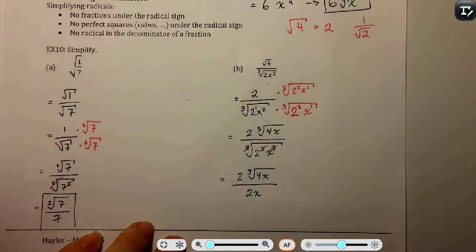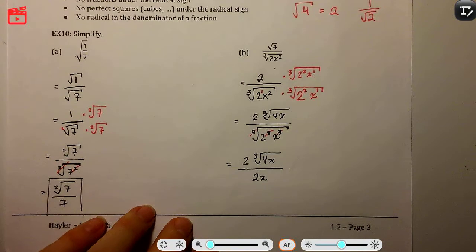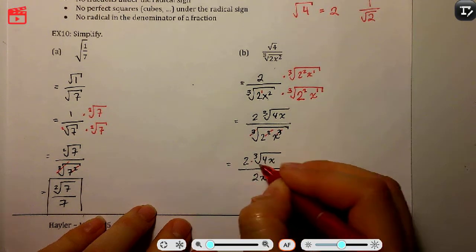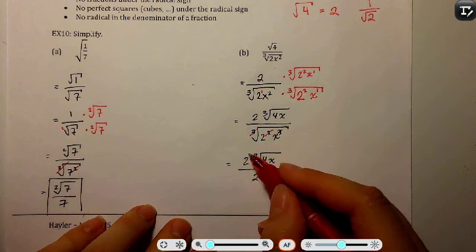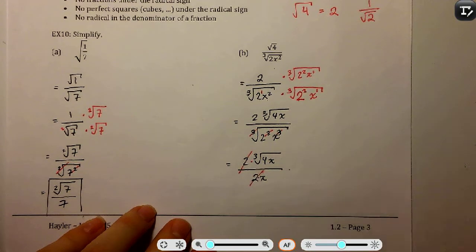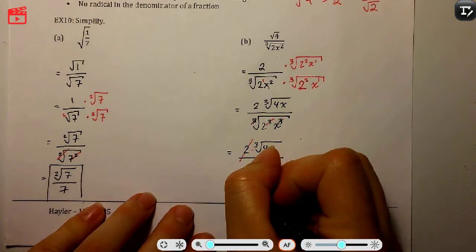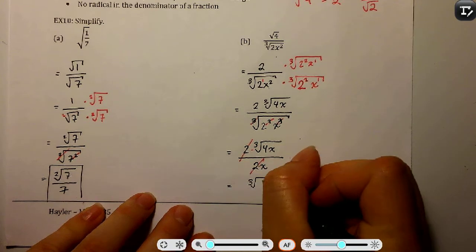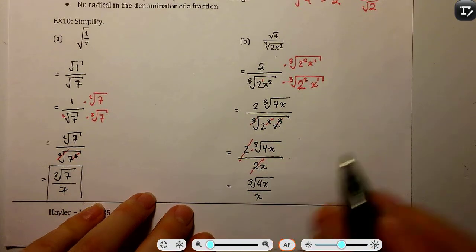right there. You might be tempted to say we're done, but there's one thing left to do. Try to take a look. See those 2's? Those 2's are being multiplied, which means I can simplify them. So we'll go ahead and simplify out the 2's. And then I am left with the cube root of 4x over x.